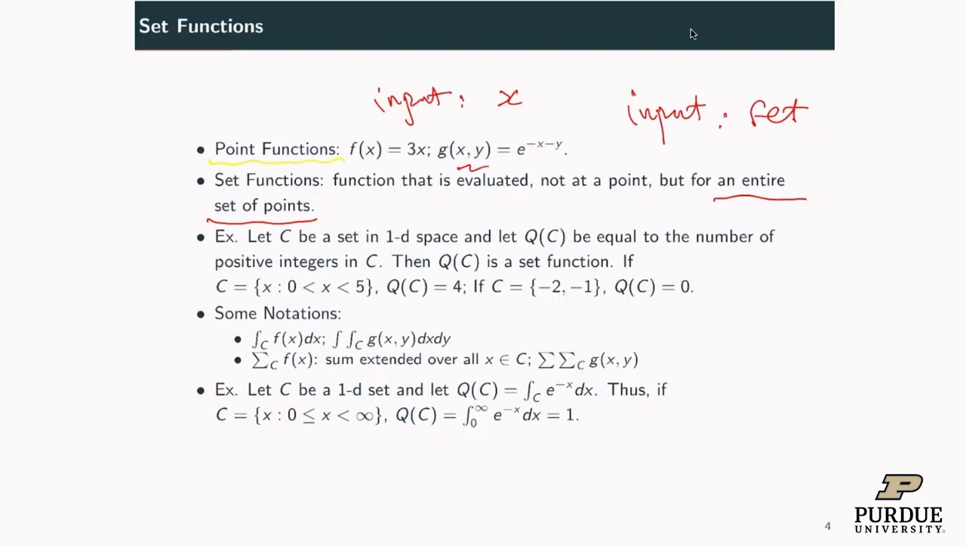For example, let C be a one-dimensional set. Q(C) is this integration. You give me a C, I will do the integration. Then this Q(C) is a set function. Now I give you C: x greater than 0, less than infinity. So you can calculate Q(C) as this integration. It is very easy to get that Q(C) is 1. If you give me another different C, I can evaluate this integral over this C and give you the value of this set function.